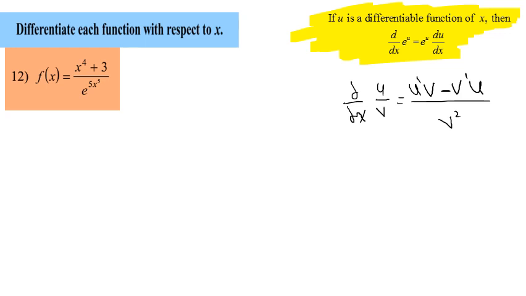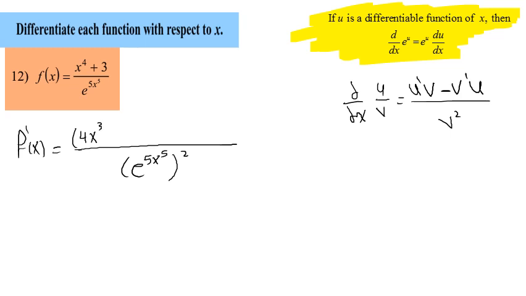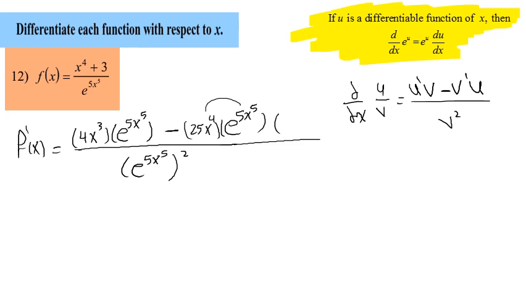So f dash of x is equal to the squaring of the denominator, multiplied by the derivative of the numerator, multiplied by the denominator, minus the derivative of the denominator, which is e to the power of 5x to the power of 5 multiplied by the derivative of the power, 25x to the power of 4, multiplied by the numerator, x to the power of 4 plus 3.